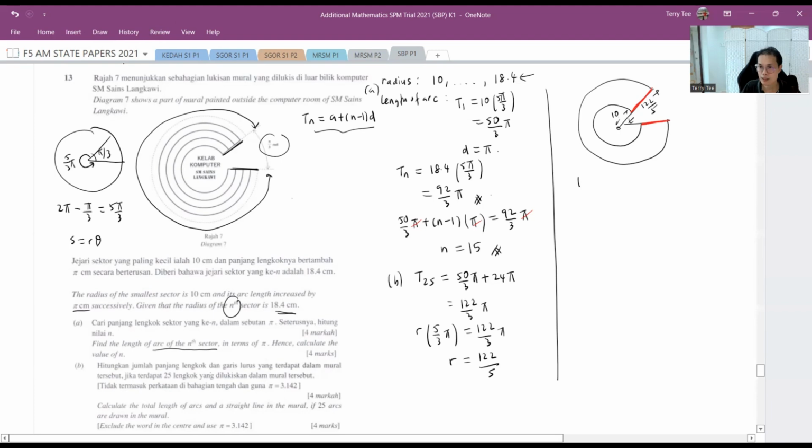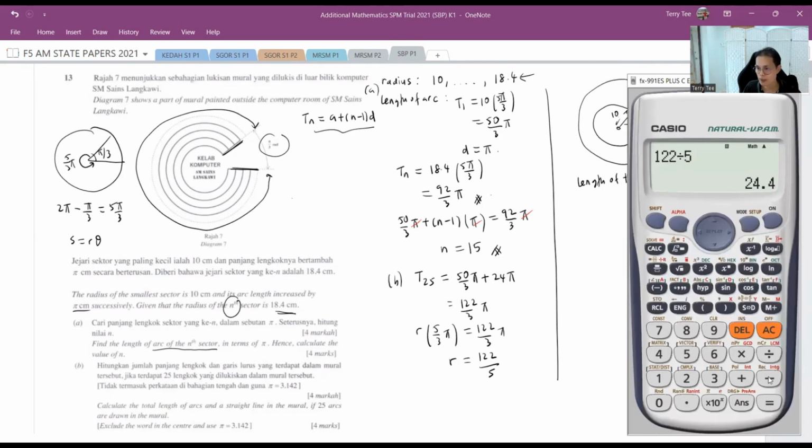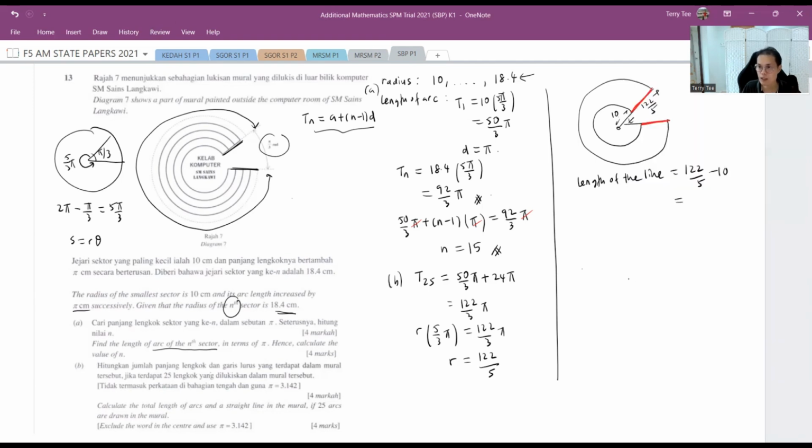So we can say the length of the line will be 122 over 5 minus 10. It will give us 72 over 5, or you can write 14.4. So that means this length here is 72 over 5.